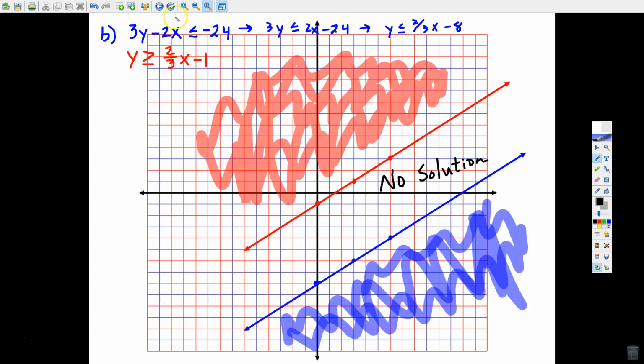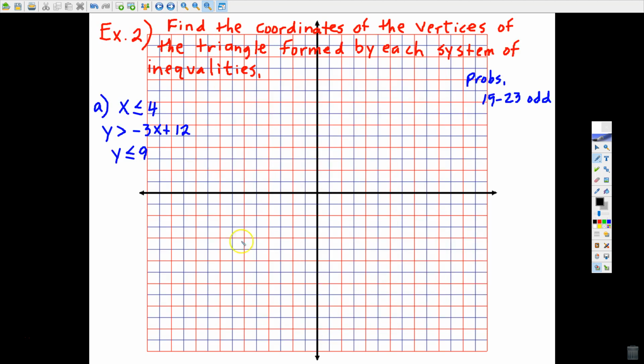Okay, so sometimes that happens. There is no ordered pair that we could pick anywhere that would satisfy both of these inequalities. Okay, so in problems 19 to 23 odd, you're basically going to be forming a triangle and then shading inside the triangle, and we're going to be dealing with a system of 3 inequalities. So it's pretty much a continuation of what we did before.